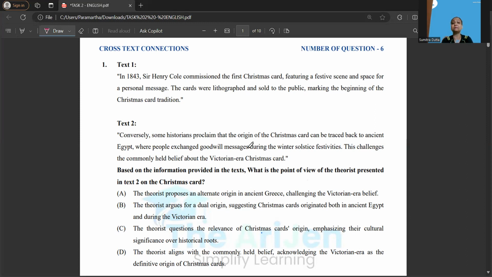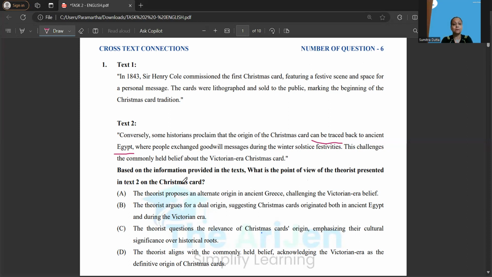Some historians proclaim that the origin of the Christmas card can be traced back to ancient Egypt, where people exchanged goodwill messages during winter solstice festivities. This challenges the commonly held belief about the Victorian era Christmas card. So in text 2, they are saying that no, the Christmas card can be traced back to Egypt, and this actually challenges that the Christmas card cannot be held back to 1843, that is the Victorian era.